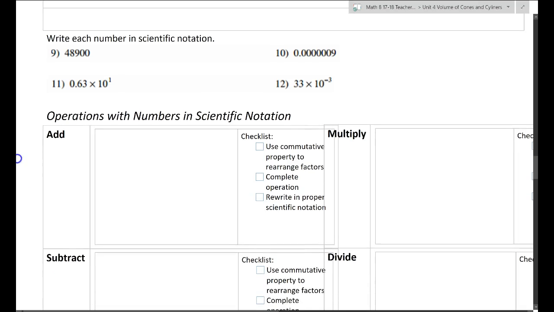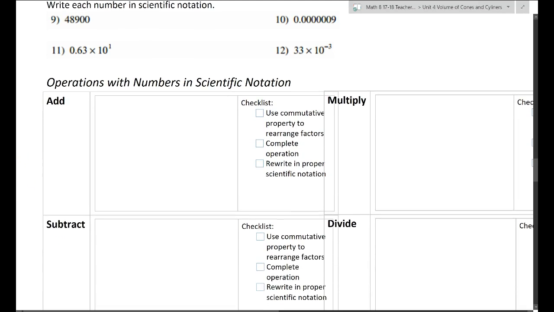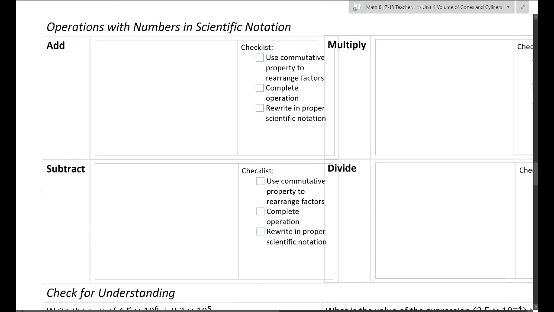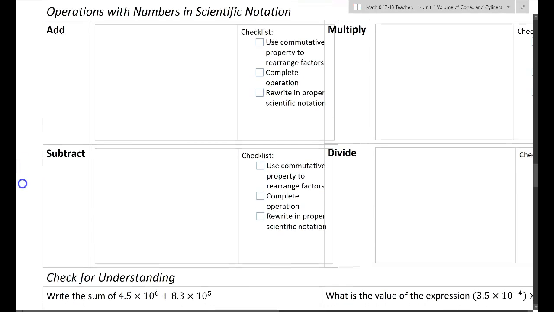Go ahead and continue through. Now, once you finish that, pause the video. Once you finish that, we're going to reconvene down at operations with numbers and scientific notation.